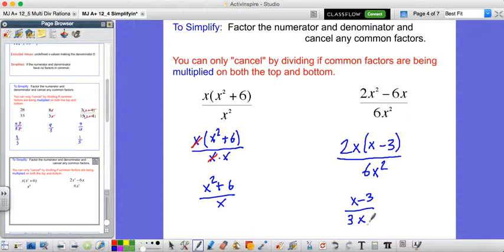We can't simplify this x and this x and this 3 and this 3. Nothing's being multiplied on top. So we have to leave it as is, x minus 3 divided by 3x, and that's simplified.